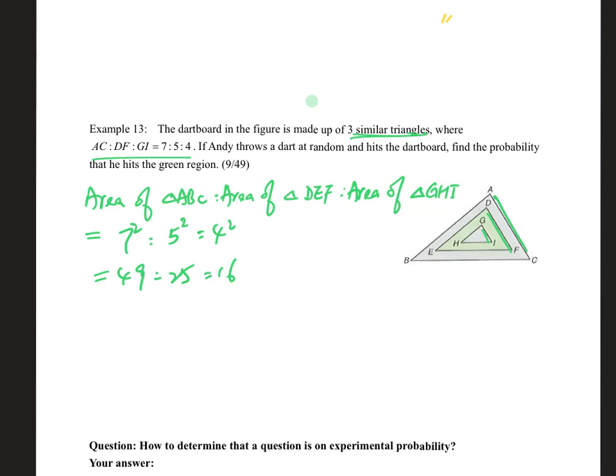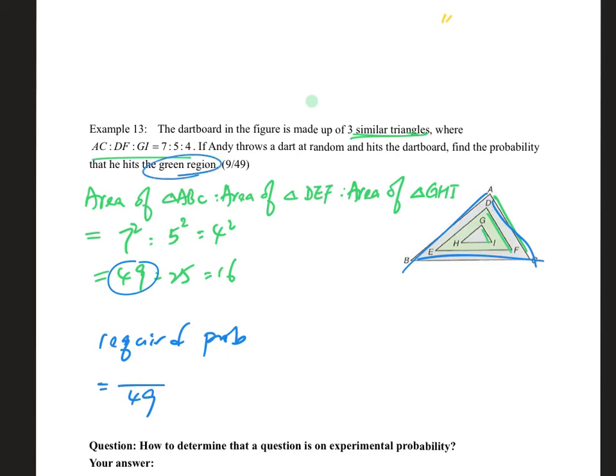And then next, you will see that 49 is the biggest triangle, right? So that means it's the total possibilities. As a result, when you're talking about the required probability, 49 will be the total possible outcomes, though it's not really 49 cm square, but 49 is the total. And then you are talking about hitting the green region. You will see that the green region is defined by DF minus GHI, so 25 parts minus 16 parts. Then by calculator, you get 9 over 49 finally.